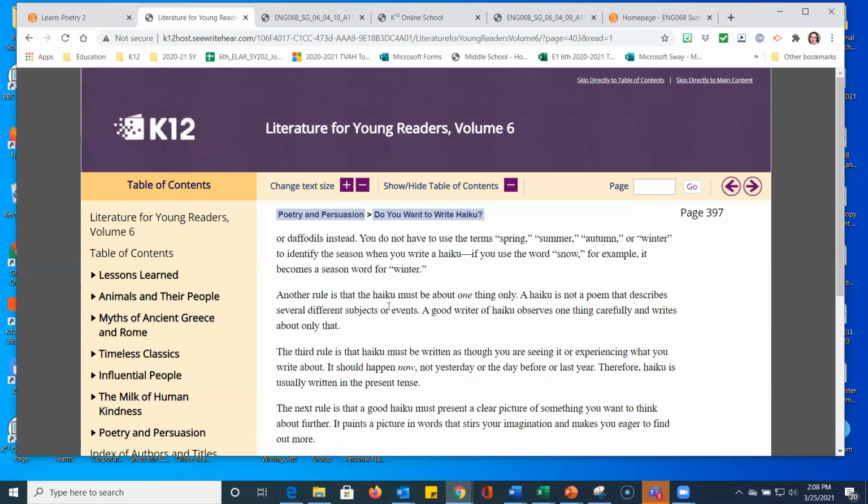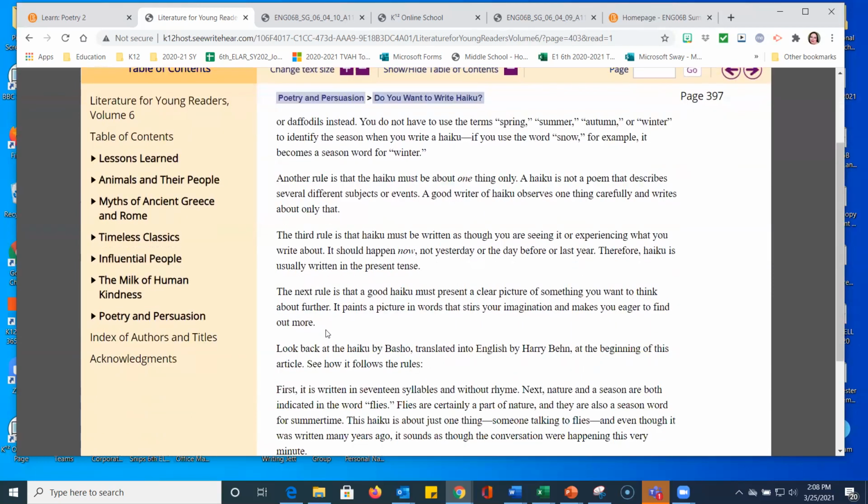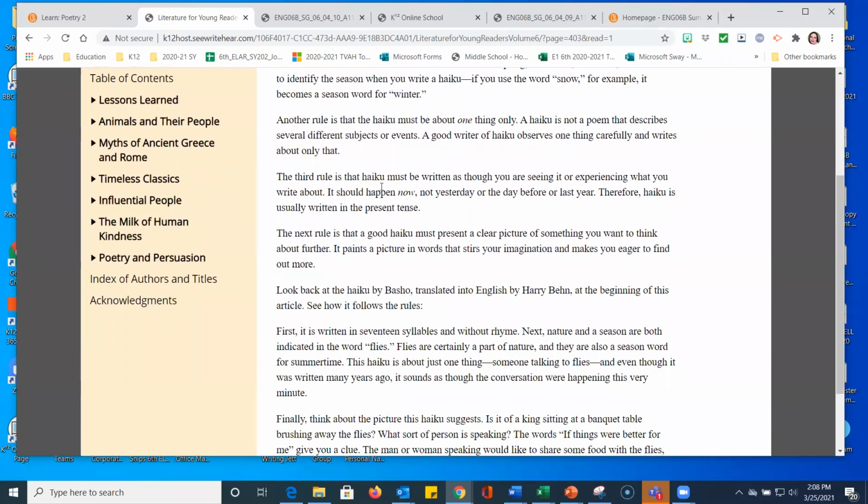Another rule is that the haiku must be about one thing only. A haiku is not a poem that describes several different subjects or events. A good writer of haiku observes one thing carefully and writes about only that. The third rule is that haiku must be written as though you are seeing or experiencing what you're writing about. It should happen now, not yesterday or the day before or last year. Therefore, haiku is usually written in the present tense.